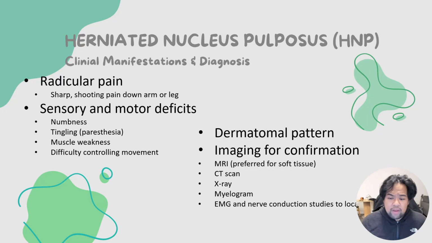As far as clinical manifestation and diagnosis, again, we're going to talk about the radicular pain or the radiculopathy, that sharp and shooting pain. That's going to be a symptom they have. Some sort of sensory or motor deficits: the numbness, the tingling, muscle weakness, and even difficulty controlling movement. And again, it's going to go through that dermatomal pattern where they will see that it shoots on one side. For diagnostic testing, MRI is preferred for soft tissues. They might do a CT scan or an X-ray, a myelogram, and then some nerve conduction studies or EMG.